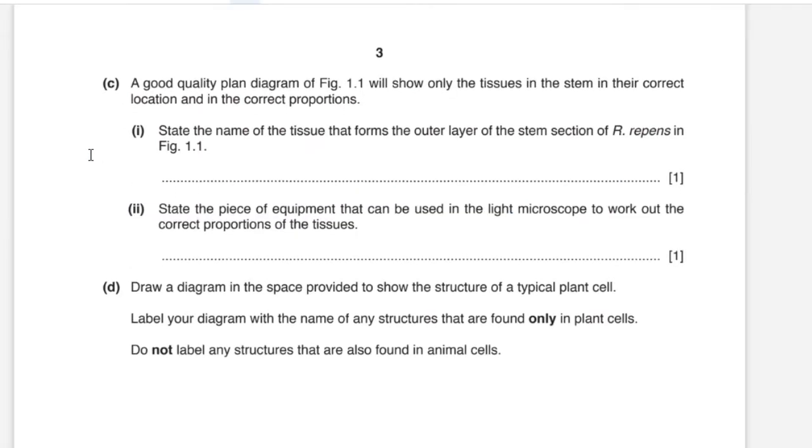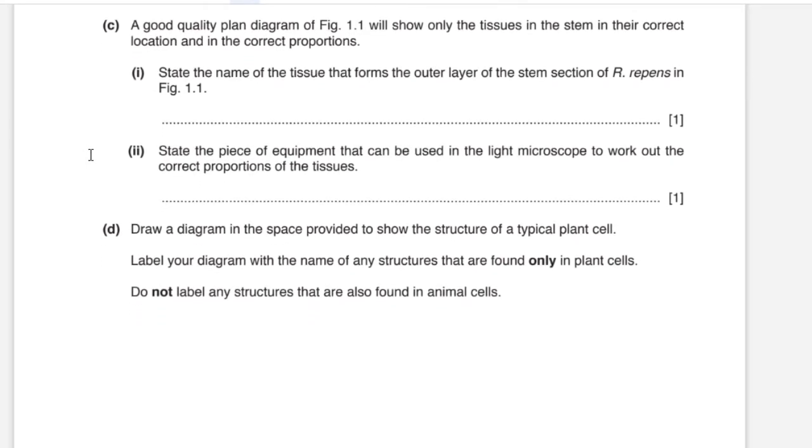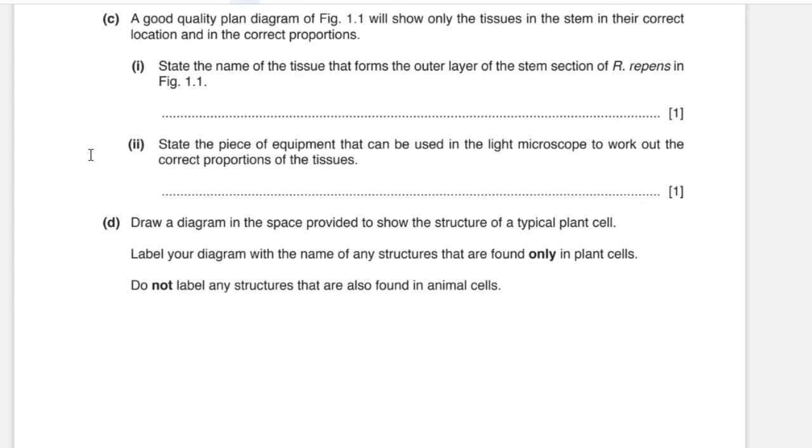A good quality plant diagram of figure 1.1 will show only the tissues in the stem in their correct location and in correct proportions. C. State the name of the tissue that forms the outer layer of the stem section of R. repens in figure 1.1. The outer layer of tissue is formed by epidermis tissue.